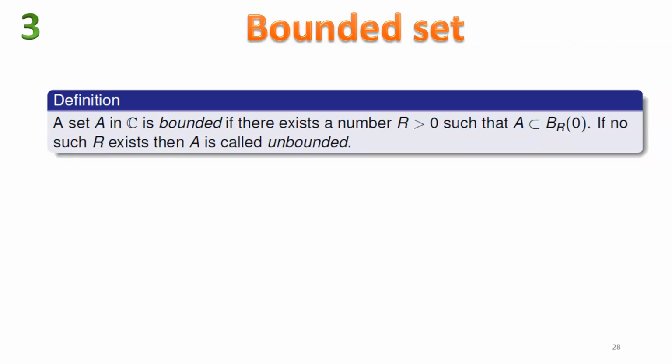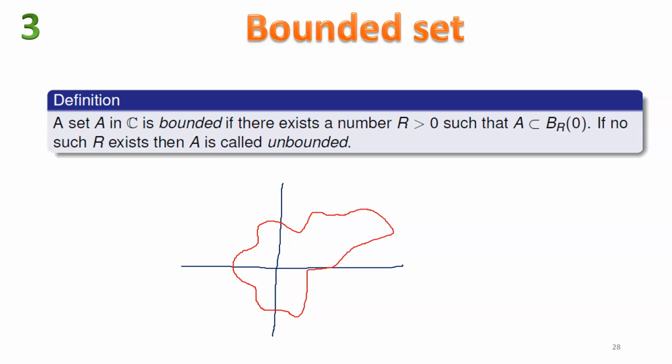Now we are in a position to discuss boundedness. A set A in the complex plane is bounded if there exists a number r greater than 0 such that A is contained in B(r, 0). Let us try and understand this. Let us suppose that we have a complex plane under consideration, and in this complex plane we consider some region of space which is a set A.